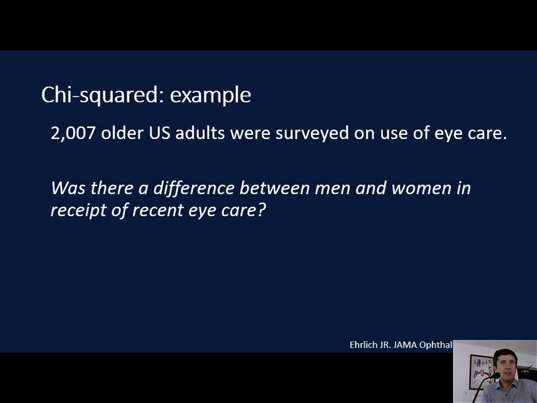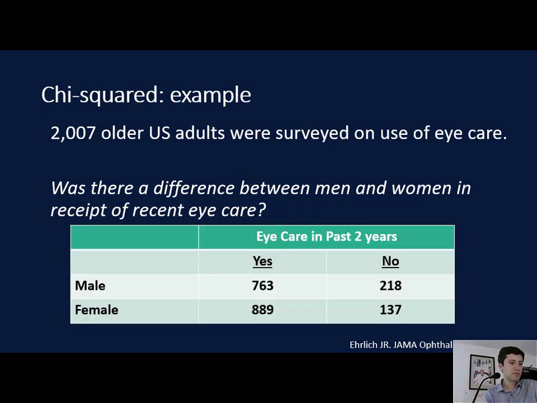So an example would be, and this is a study that we recently published, there were 2007 older adults in the US and they were surveyed on the use of eye care. One of the things we asked was if there was a difference between men and women in receipt of eye care. And we defined eye care as getting an eye exam in the past 2 years. So what we found were these numbers. It's pretty tough to glance at these numbers and say if there's a real statistical difference, right? There was a different number of men and women. So we wouldn't necessarily expect these numbers to be the same, even if there's a similar likelihood that men and women get eye exams. It's tough to eyeball it and know what's going on.